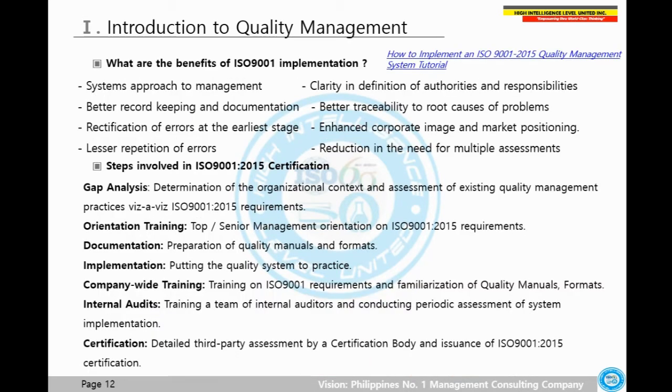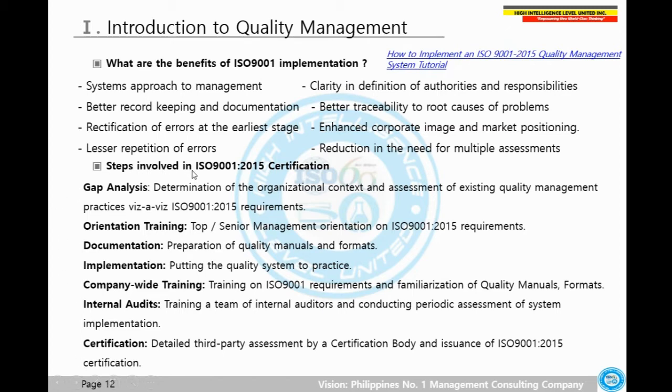So now we know what is the importance of ISO 9001 QMS. And we are talking about implementation. For the implementation, it's not easy because we have our current system, but we have to improve it. So for the implementation, let's take a look at this one first.